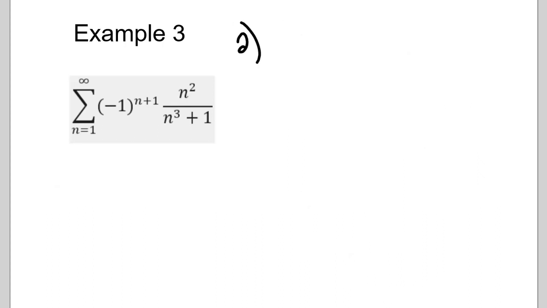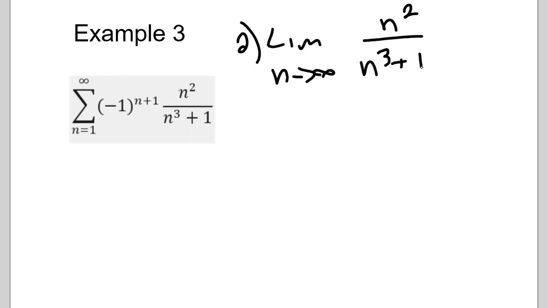The second step says I need to look at the limit. So we're going to look at the limit of this function as n goes to infinity of n squared over n to the third plus 1. So I'm going to divide them all by n squared, and I get 1 over (n plus 1 over n squared). So as n is going to infinity, the bottom of this function goes to infinity, so the function goes to 0. Since my limit's going to 0, and it was decreasing, therefore this series converges by the alternating series test.